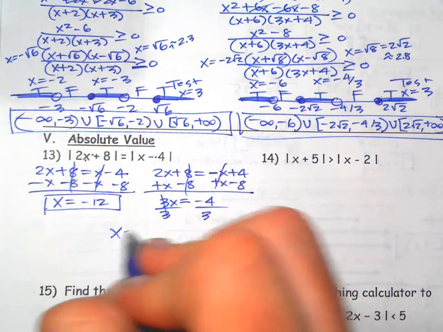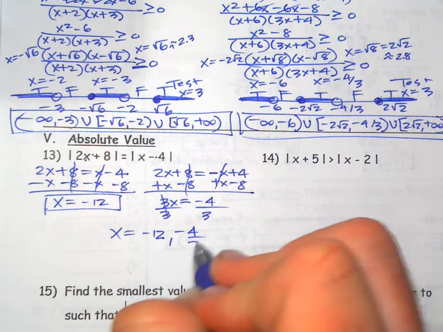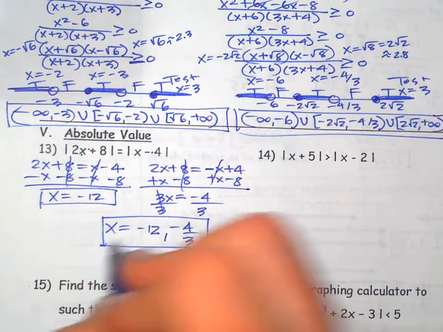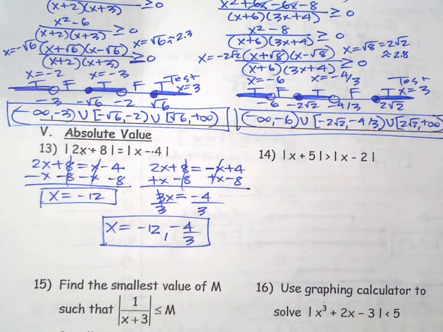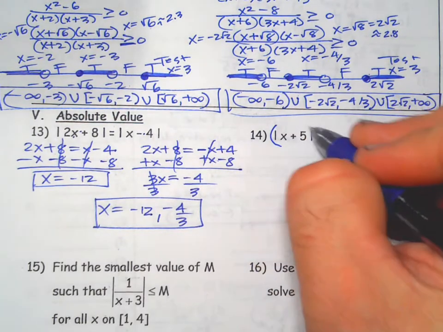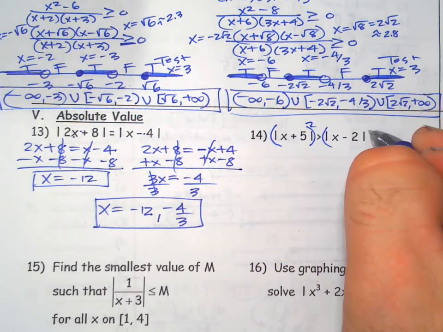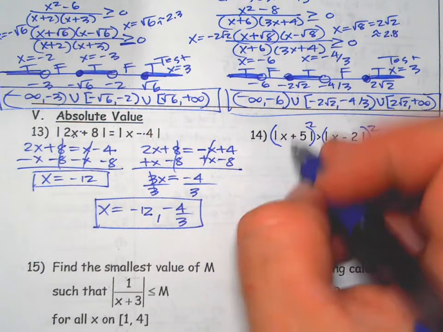So x equals negative 12 and negative 4/3. If you squared both sides, you'd eventually get the same answers, but it would be a lot more work and messy, and you'd probably make some mistakes and spend too much time on it. Now, this one, we've got to square both sides because it saves us an incredible amount of work.